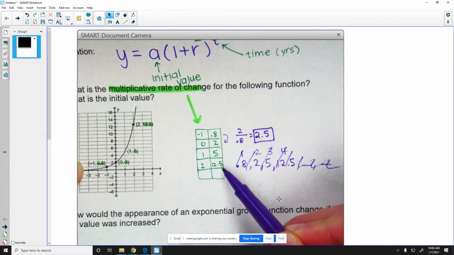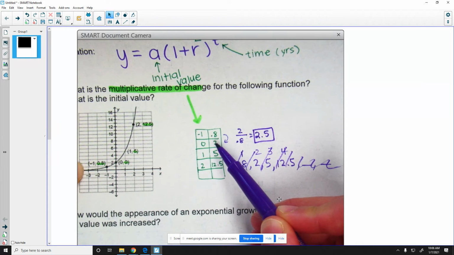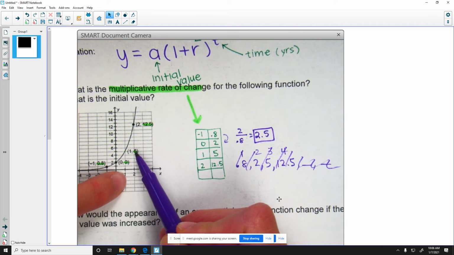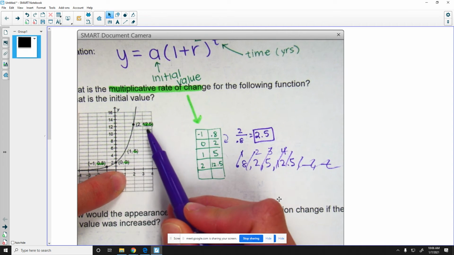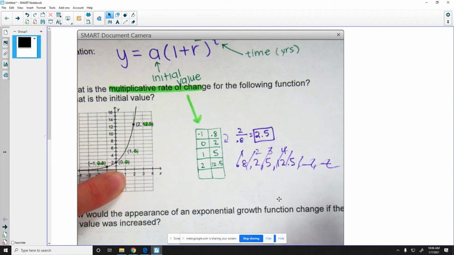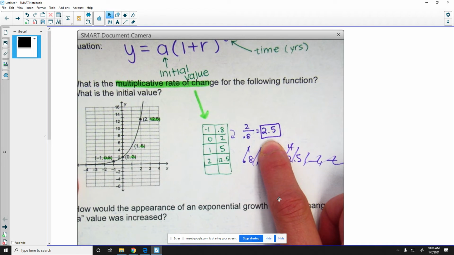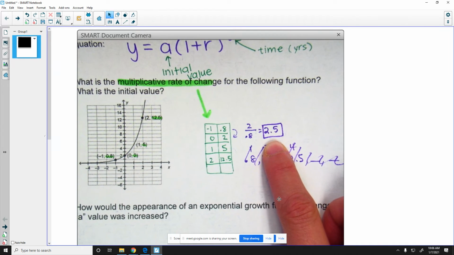So remember, to figure out how you change, you always take your second number and you divide it by your first. You can even take 5 divided by 2, or take 12.5 divided by 5. Okay, so that's your multiplicative rate of change. How much you multiplied by, what's your pattern? So it's 2.5. Then it asks here, what is your initial value?